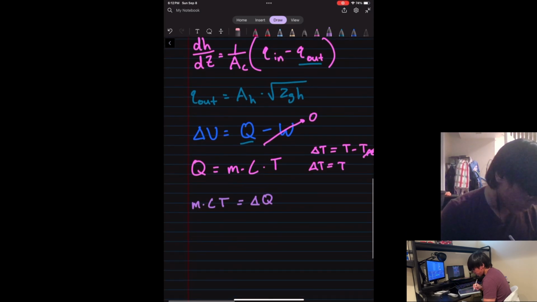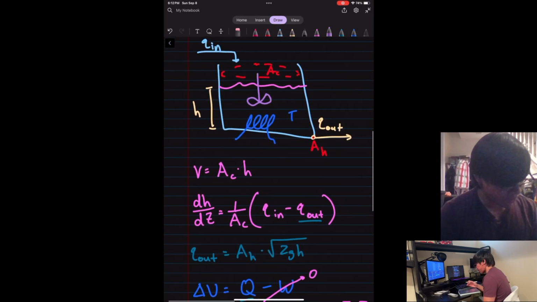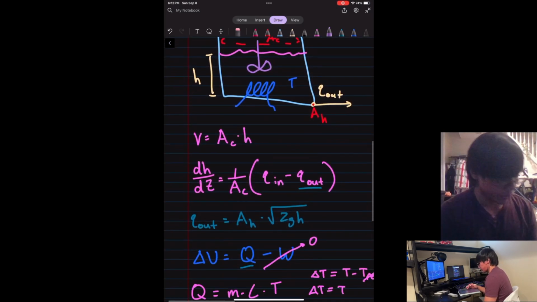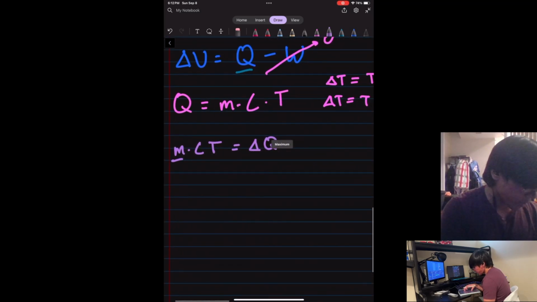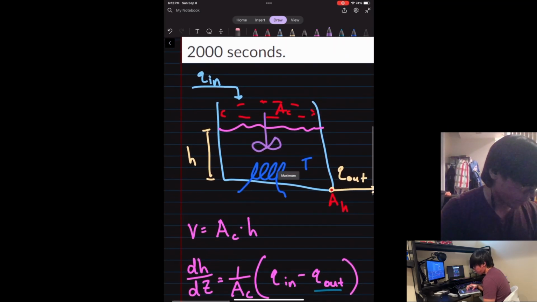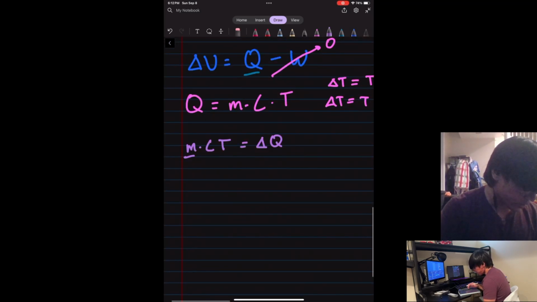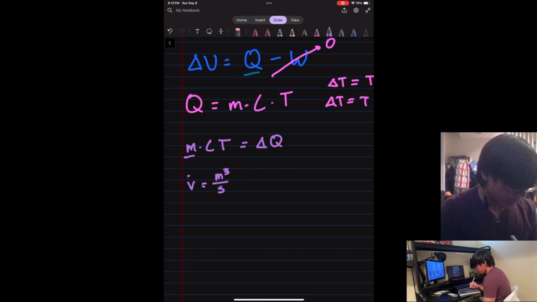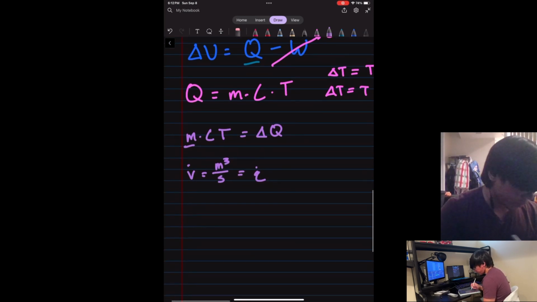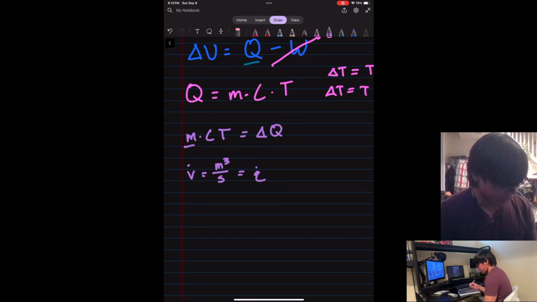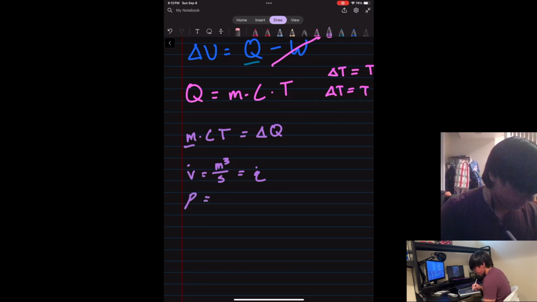So mass, well, we don't have a given mass, but we do have some variables we can work around. If you remember what we do have, we have a volumetric flow rate. I like to write it as that, and that would be meters cubed per second, and that is actually our Q. And well, mass and volume, how does that relate? Well, we have a density, and density is equal to mass over volume.